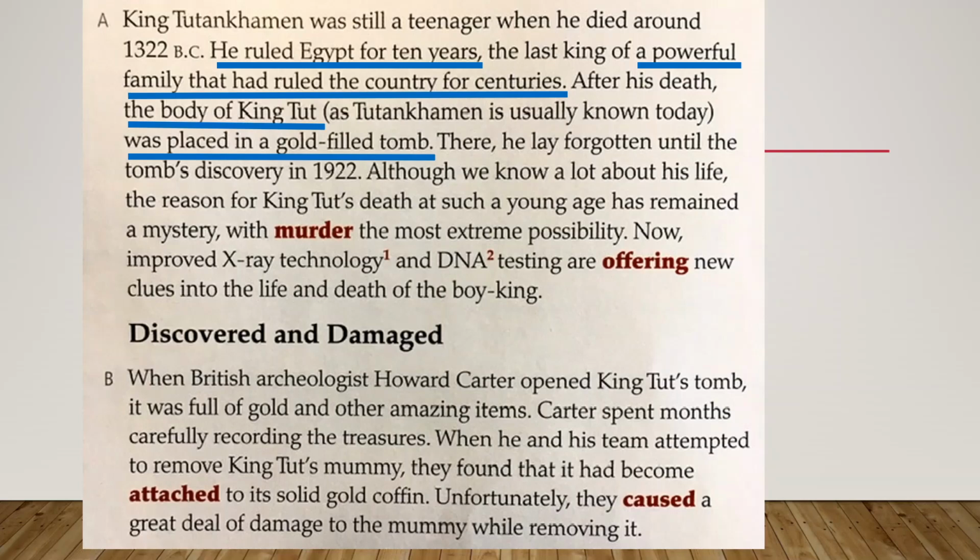All right, let's move on and look at paragraph B. Can we see any there? Yes, Howard Carter opened King Tut's tomb. Okay, so that is D. British archaeologist Howard Carter found, discovered and opened King Tut's tomb. Very dangerous.